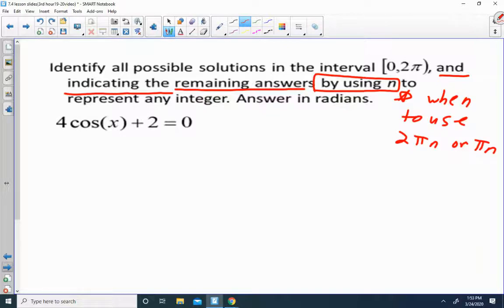I know there might be a couple of you that won't read the instructions and you'll totally forget about the 2 pi n and you'll get it wrong. You know who you are. And I'm warning you now so that you don't make that mistake in the future.